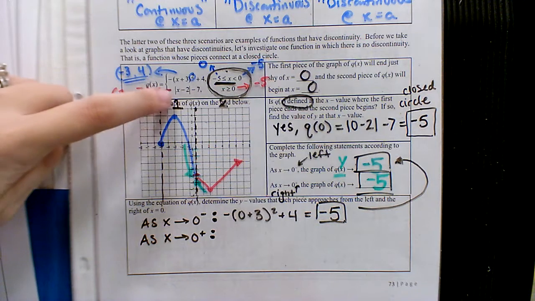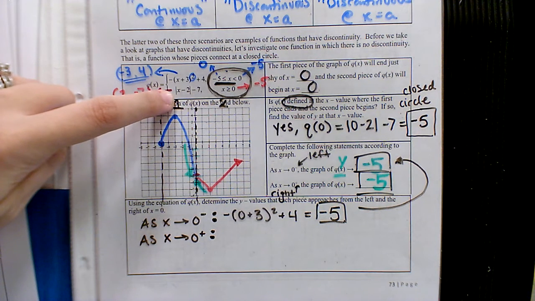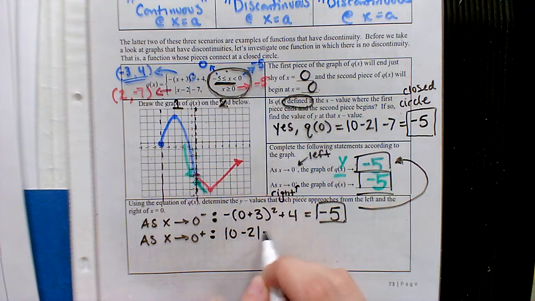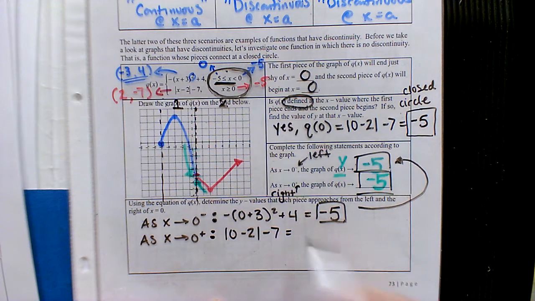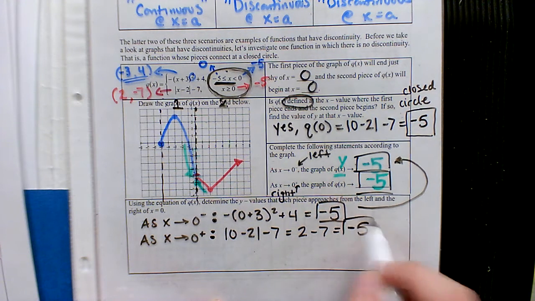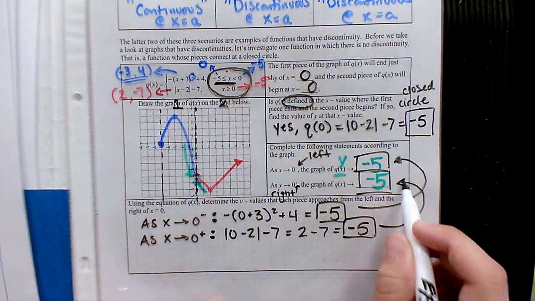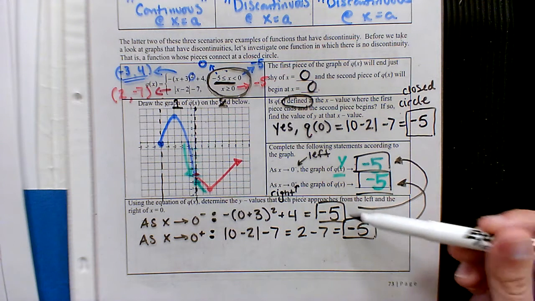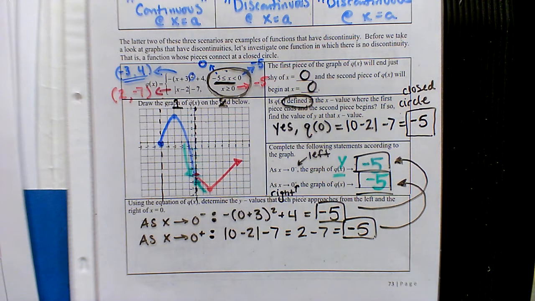So that would leave the second equation to represent the right-hand side. Let's plug in 0 there. We'll get 2 minus 7, which is the same -5. So either based off of a graph or just based off of equations, we can still figure out what the left side is doing and what the right side is doing.